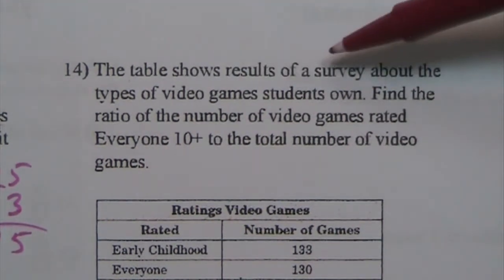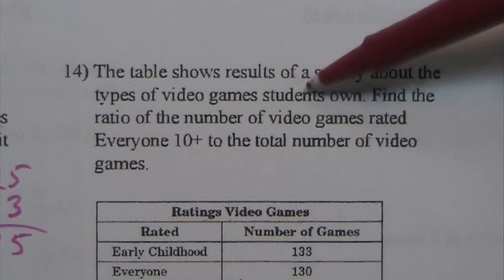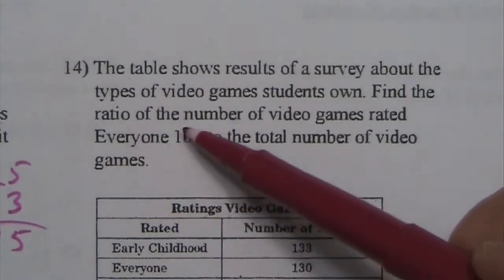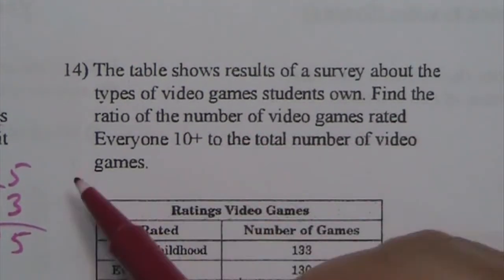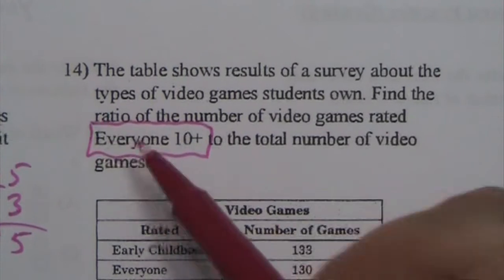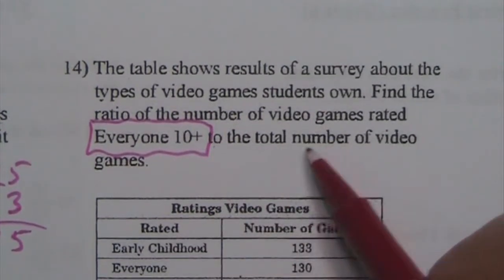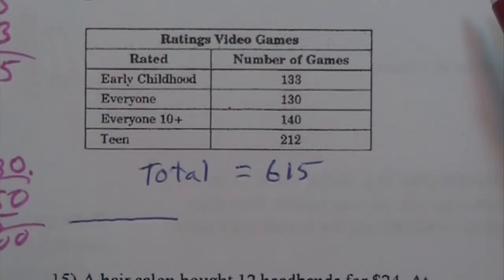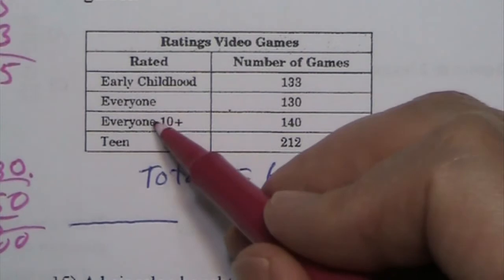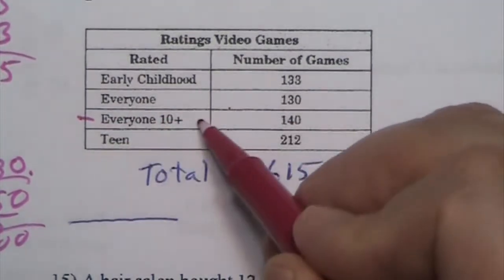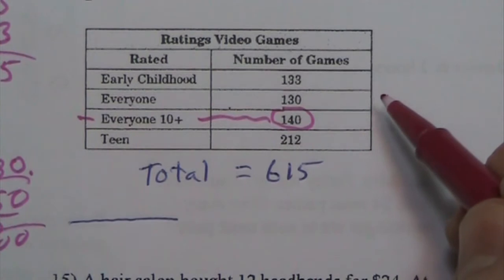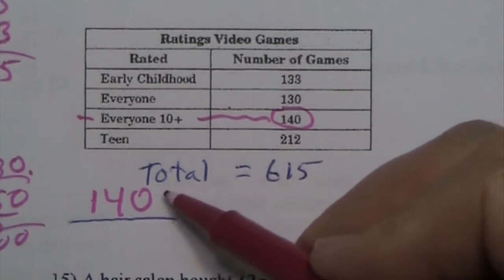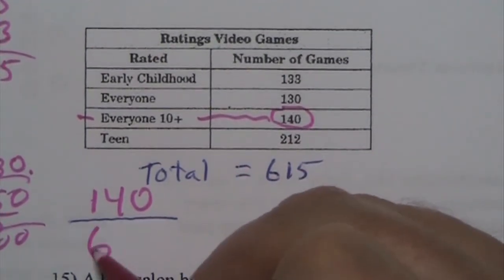Number 14, the table shows results of a survey about the types of video games students own. Here's the types of video games. Find the ratio of the number of video games rated everyone 10 plus to the total number of video games. All right, so let's take a look here. This is everyone 10 plus right here. That's 140. 140 video games to the total, which is 615.